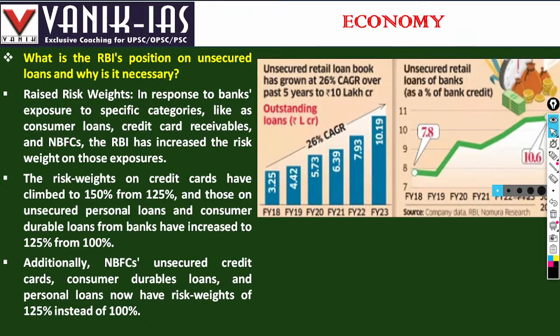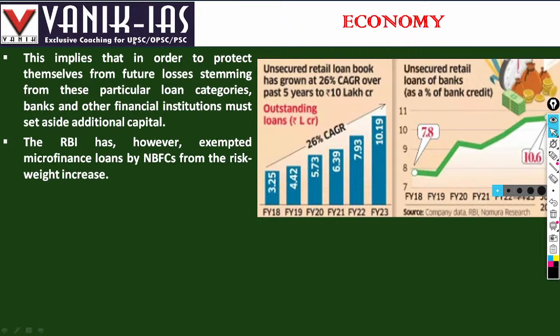Additionally, the NBFCs' unsecured credit cards, consumer durable loans, and personal loans now have risk weights of 125% instead of 100%. This implies that in order to protect themselves from future losses stemming from these particular loan categories, banks and other financial institutions must set aside additional capital. The RBI has, however, exempted microfinance loans by NBFCs from the risk weight increase.